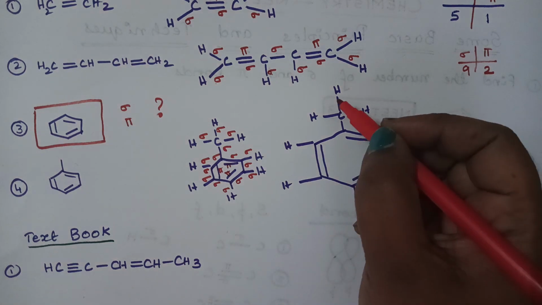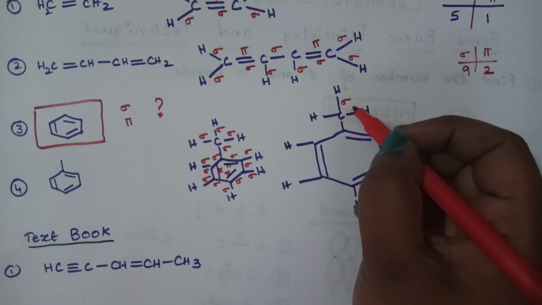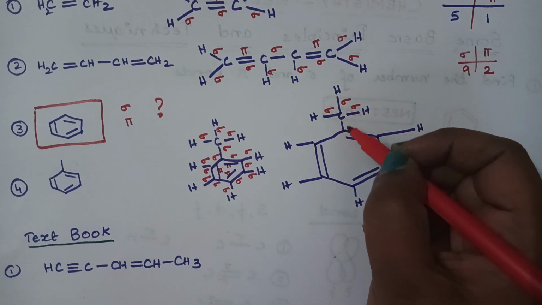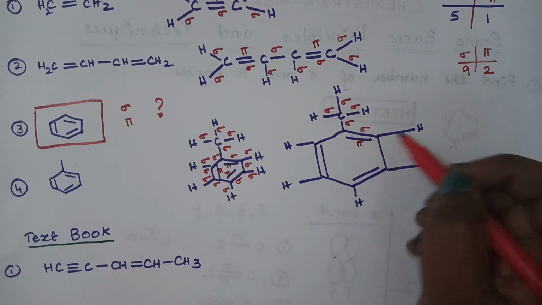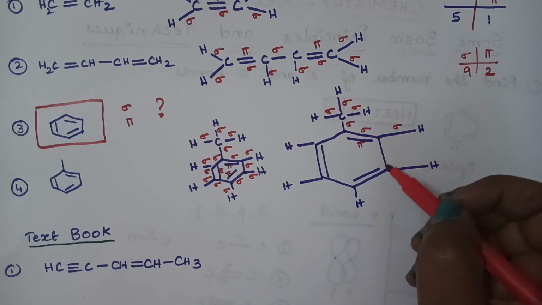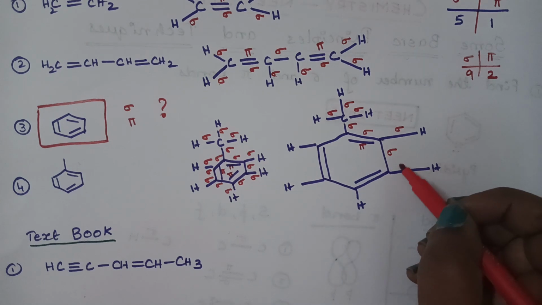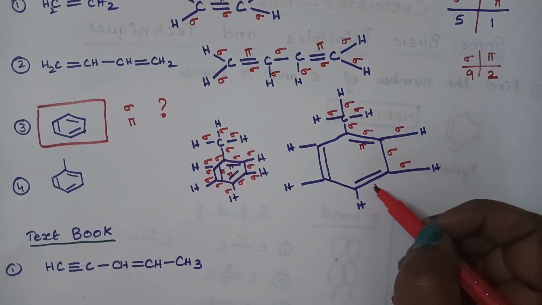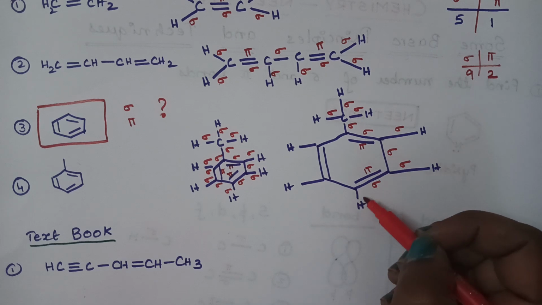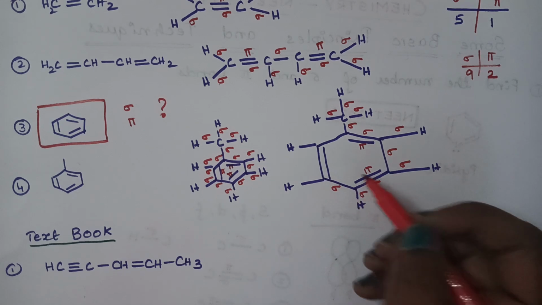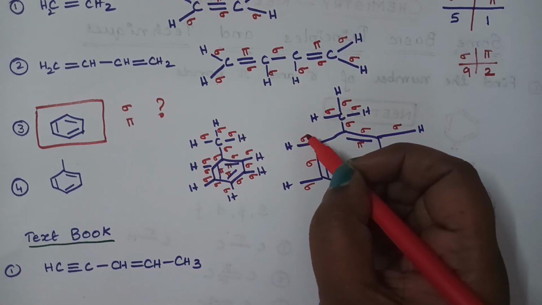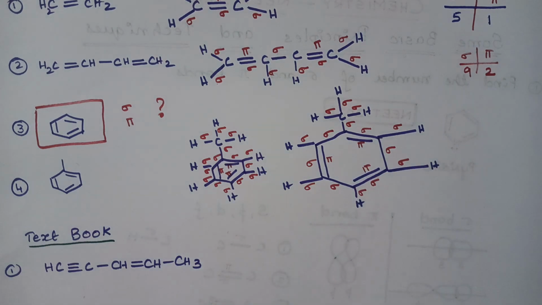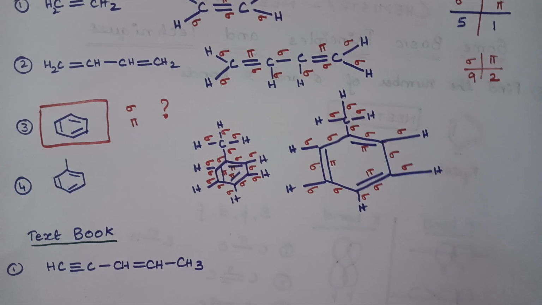Same thing we will do once again. Here this is sigma bond, this is sigma, and this is sigma bond. Out of these two, one is sigma bond, one is pi bond, and this is sigma bond, this one sigma, this is sigma bond. Out of these two, one is sigma, one is pi, and this is sigma bond, this one sigma bond, this is sigma. Out of two, one is sigma and second is pi, and here this is sigma bond and again this is sigma bond. Now count the number of sigma and pi bonds.